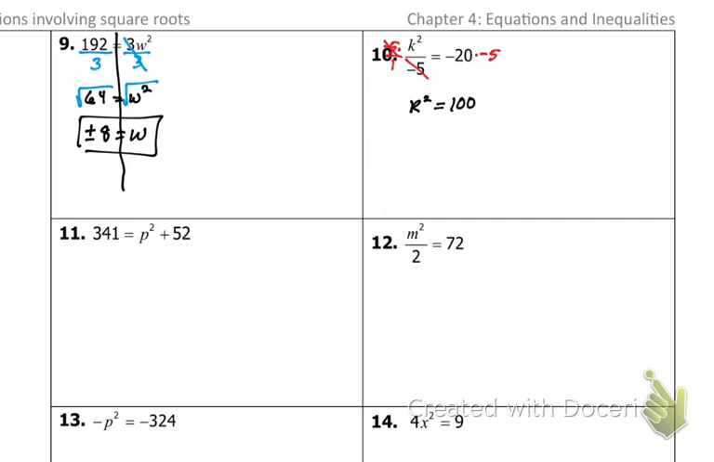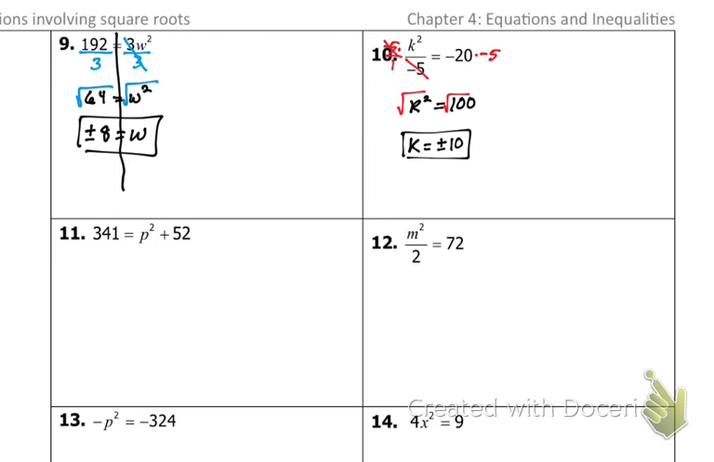How do I undo a square? Square root it. So we'll take the square root of both sides. I haven't done it yet. It's only when you do the square root that we add the plus or minus. So what's the square root of 100? It should be 10, but we should have k equals plus or minus 10.